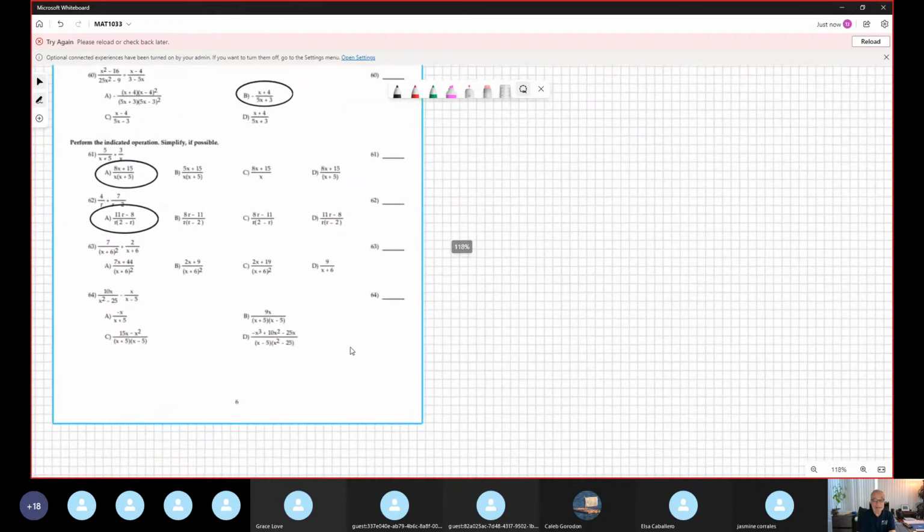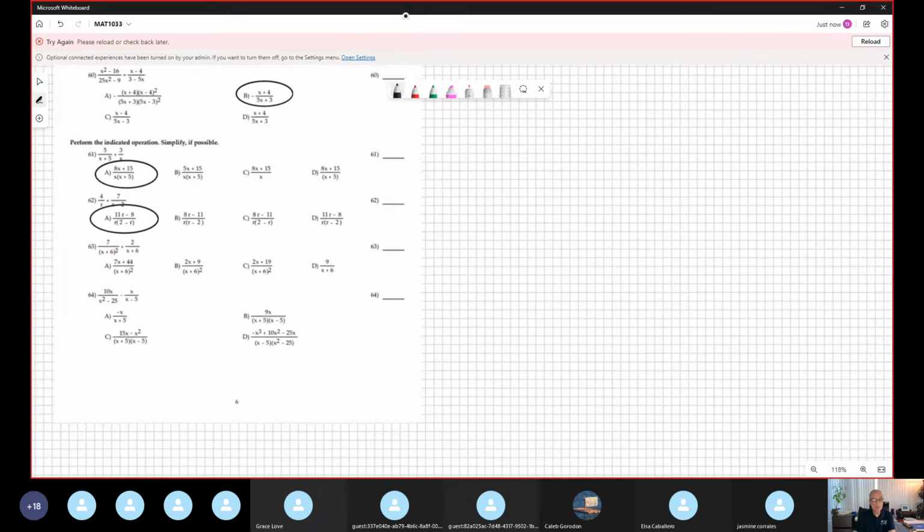Number 63 is a little bit tricky because with 7 over x plus 6 cubed, the exponent is 3. Three is not second, no? Second. I'm crazy. 2. Plus 2 over x plus 6. Okay, and my goal is adding each other.